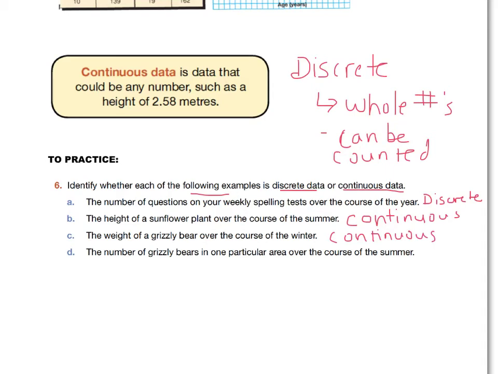And the last one, the number of grizzly bears in one particular area over the course of a summer. Well, definitely in whole numbers. Can you have half a grizzly bear? Not really. So that would make this discrete data.